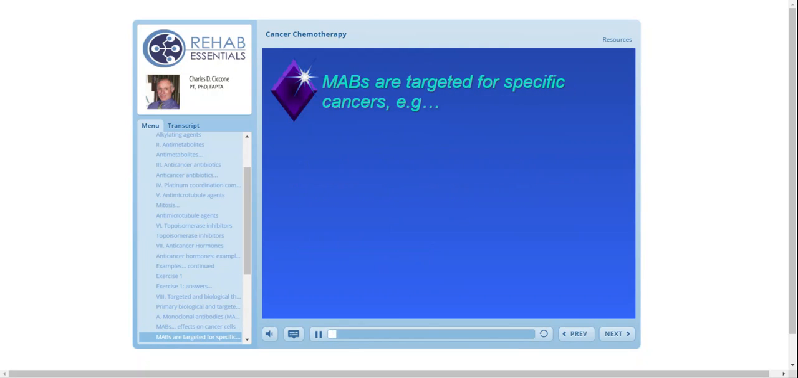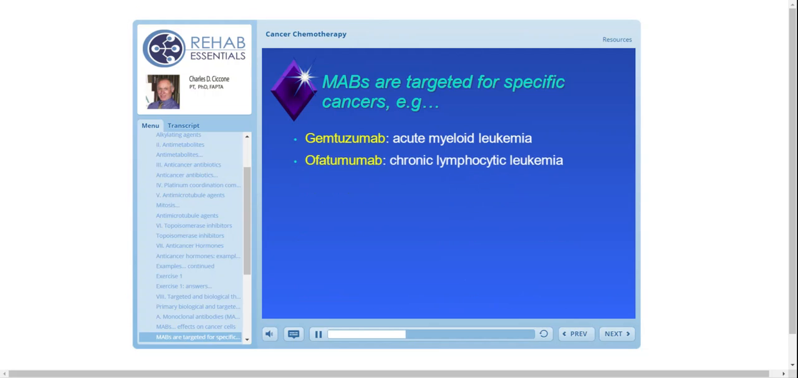Now, you get a sense that these drugs have to be developed relative to the antigen on the specific type of cancer. So here's some examples of that. First of all, if you see this MAB ending on the end of a generic name, you're talking about a monoclonal antibody, a drug that's been developed using these cloning techniques. So drugs like gemtuzumab have been developed to treat acute myeloid leukemias. You can see some other examples.